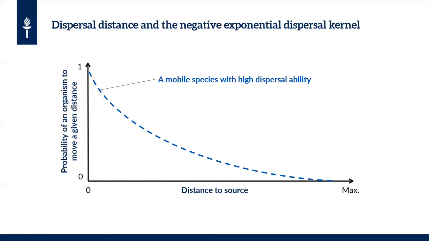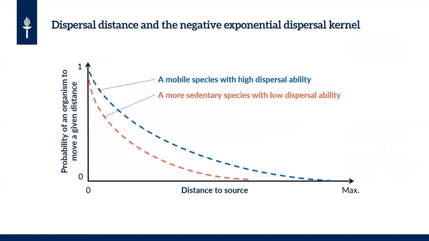If we are studying a mobile species, it likely has quite long migration distances. Some individuals can travel extremely long distances, although most individuals remain relatively close to their source populations. The dispersal ability of such species is rather high. A more sedentary species has shorter migration distances and a lower dispersal ability.